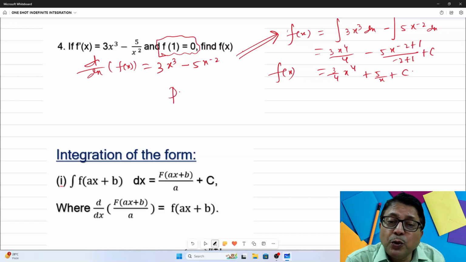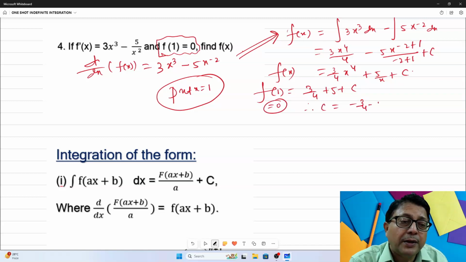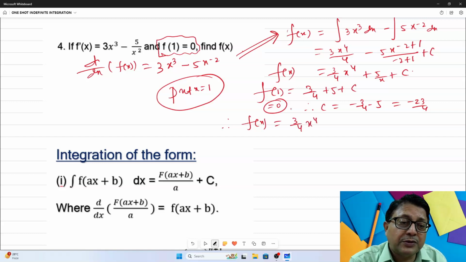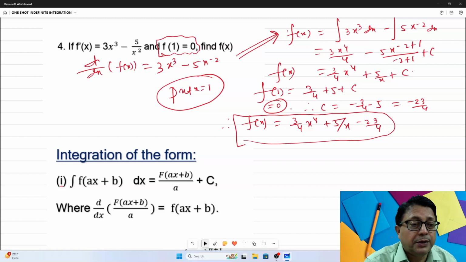So put x equal to 1 on both sides. For x equal to 1, f1 will be 3 by 4 plus 5 plus c. But f1 is given to be 0. So c is going to be minus 3 by 4 minus 5, which is minus 23 by 4. So the curve you get in this manner, f(x) equal to 3 by 4 x to the power 4 plus 5 by x minus 23 by 4. It will represent one curve only, not many.